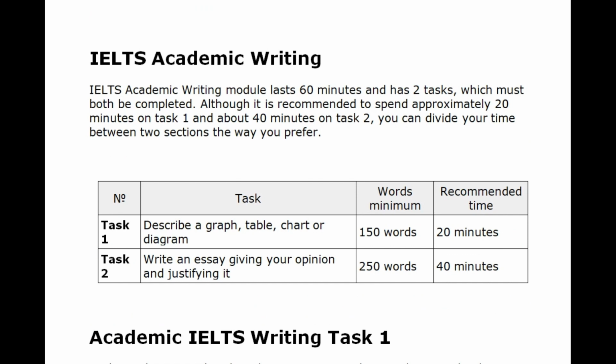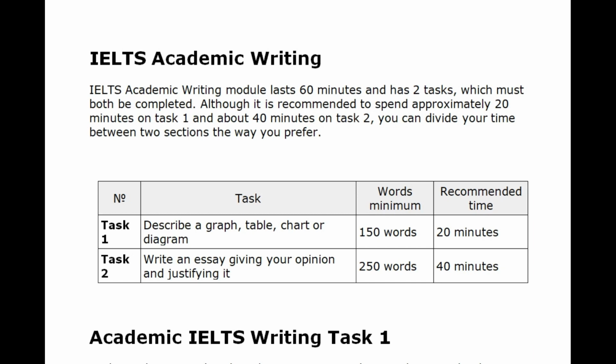IELTS academic writing. The IELTS academic writing module lasts 60 minutes and has two tasks, which must both be completed, although it is recommended to spend approximately 20 minutes on task 1 and about 40 minutes on task 2. You can divide your time between the two tasks the way you prefer.